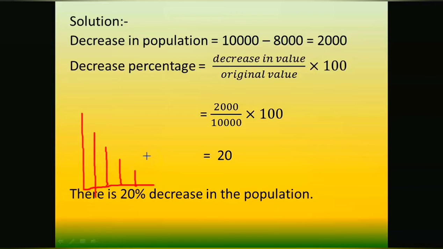Like if you get 10%, 10%, 20% and 15%, then 20% would be the highest one. So in the year, this is 2001, 2002. In the year 2002, there was highest decrease in the percentage.